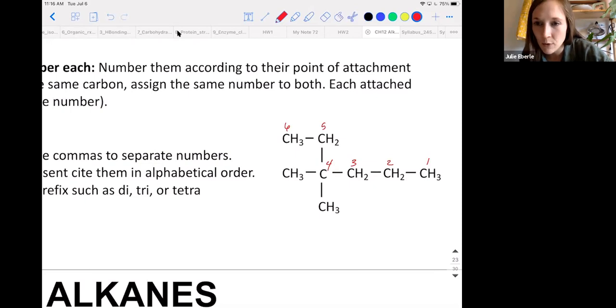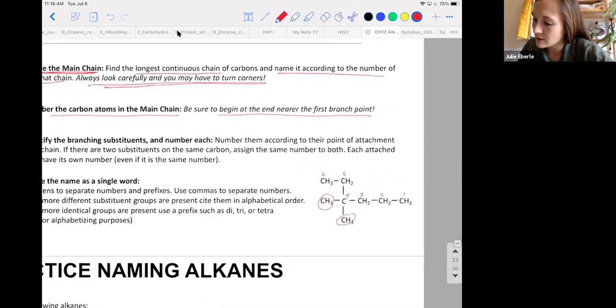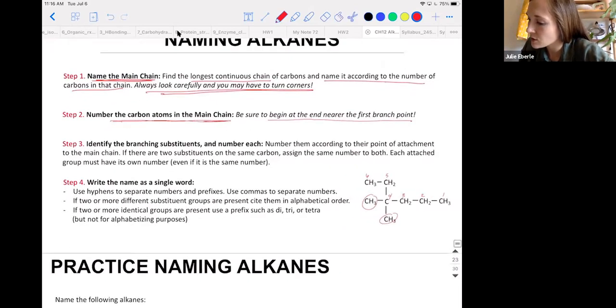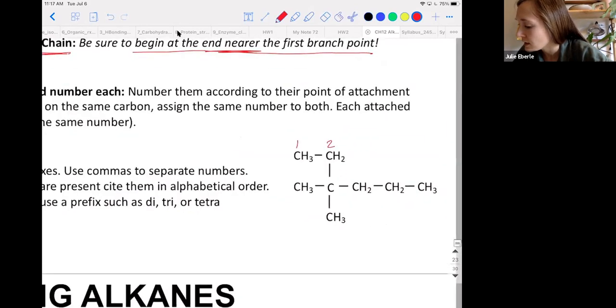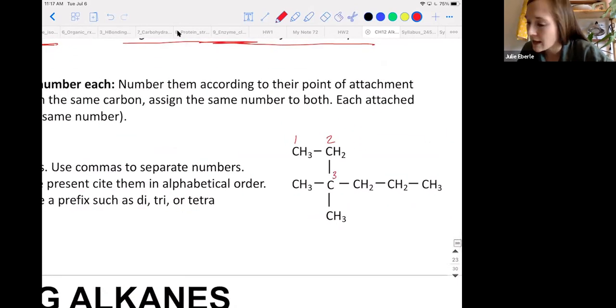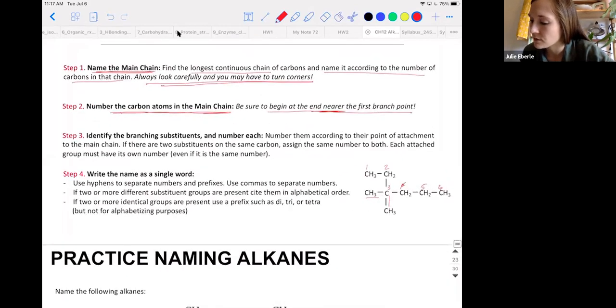But I can't number it this way because with these branch points, we're not following step 2. We want to number the carbons in the main chain so that we begin at the end near the first branch point. So we got to number them in the reverse order. If that makes sense. We got to say this is carbon 1, this is carbon 2, and this is carbon 3. Now these branch points are occurring at carbon 3, not carbon 4. Make sense? So we say that's carbon 4, carbon 5, and carbon 6. All right, so that's step number 2.